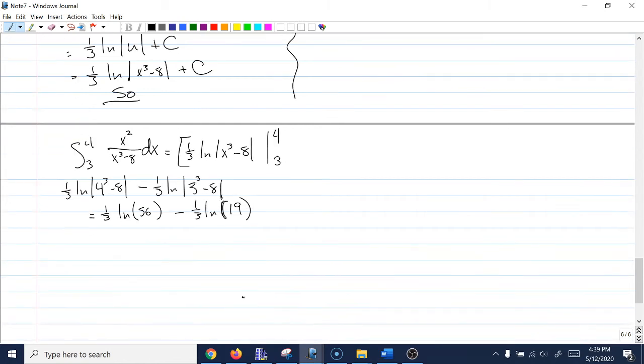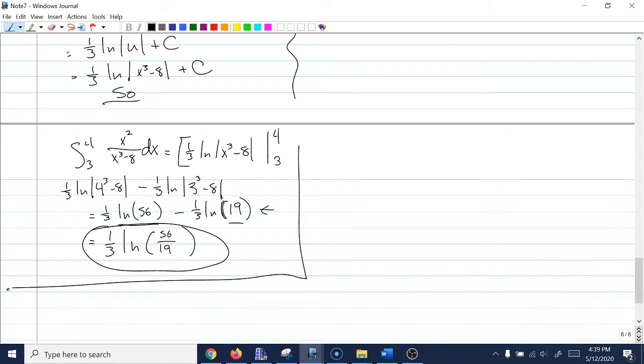If you're feeling really fancy, you can take this as 1/3 natural log of this minus this. The rule is, subtracting the logs is dividing inside the log. So this is natural log of 56 over 19. Okay, here's a pretty compact way of writing the answer. If you left it like this, that's fine. You can get digits on it either way.